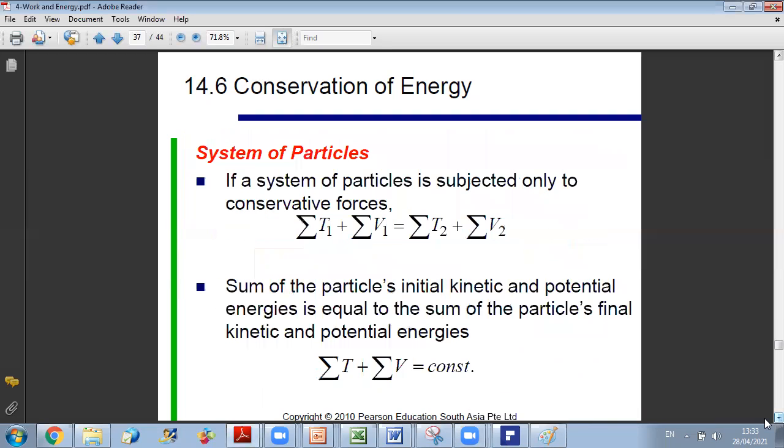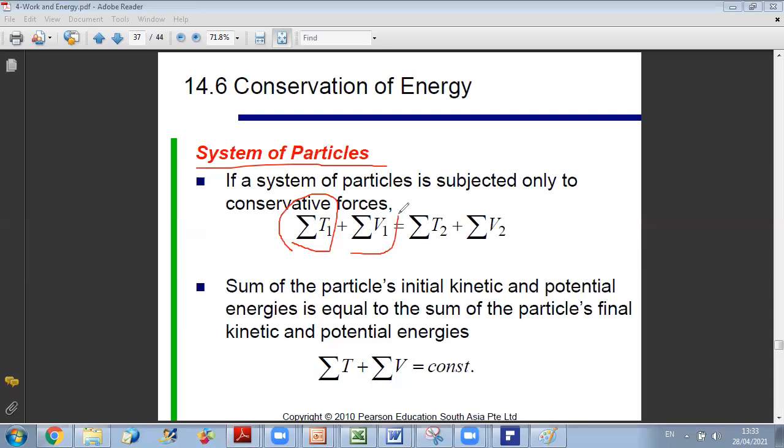Now, what will happen if we have a system of particles? If we have a system of particles, simply we can say that the sum of kinetic energy of all particles at state 1 plus the sum of potential energies at state 1 equals the summation of kinetic energies at state 2 plus potential energies at state 2. Okay?